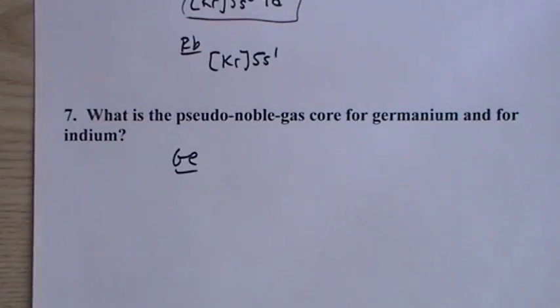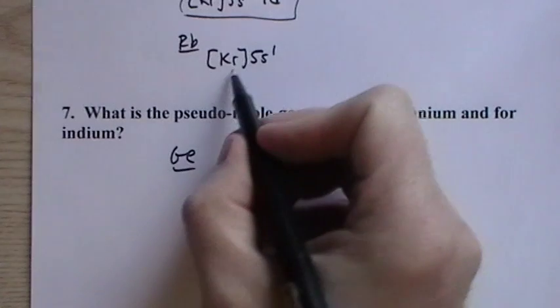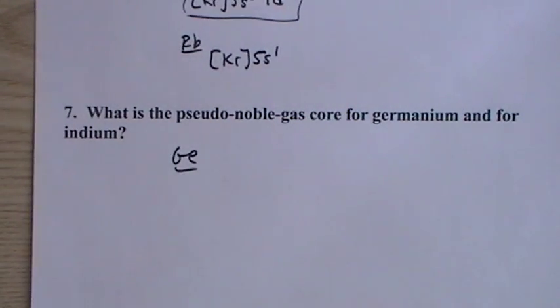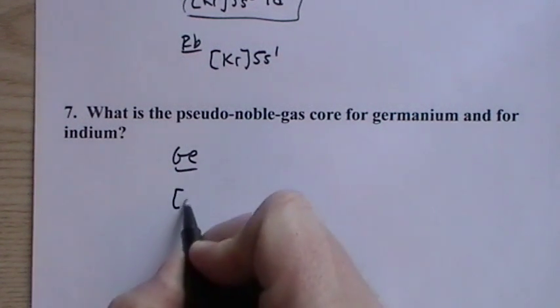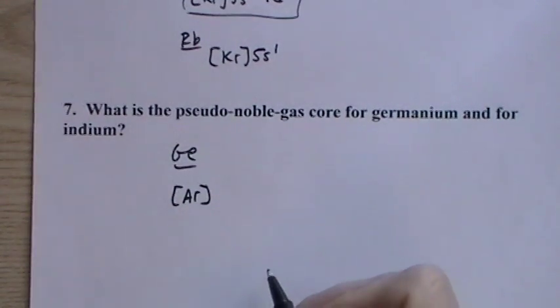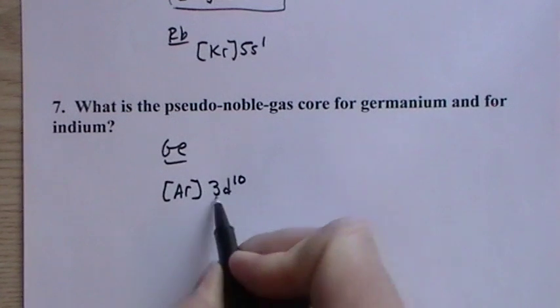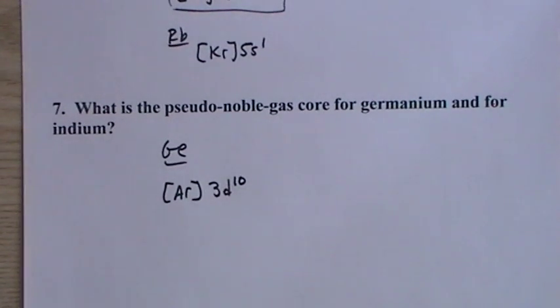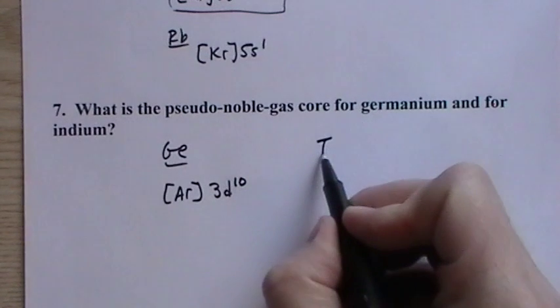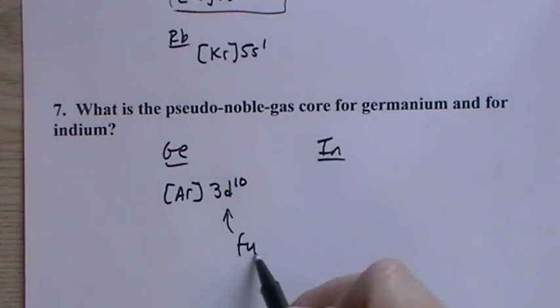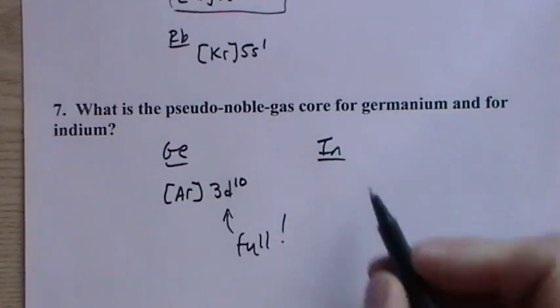Germanium, the pseudo-noble gas core is the noble gas core like we talked about, but then the completely filled d level, if it has one. So germanium has argon as its noble gas core, and then it also has a full 3d level. So we include that because once the d level is full, that's also a very stable point too. Not every element has d electrons, and not every one of them has a full d subshell, but it needs to be full.